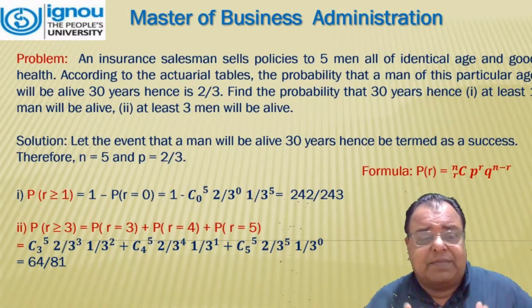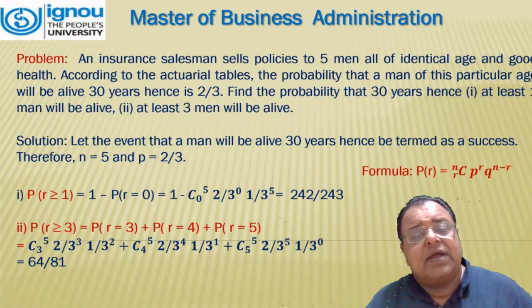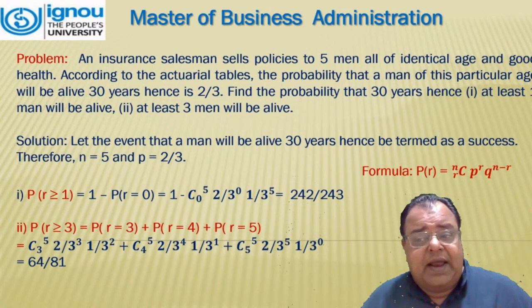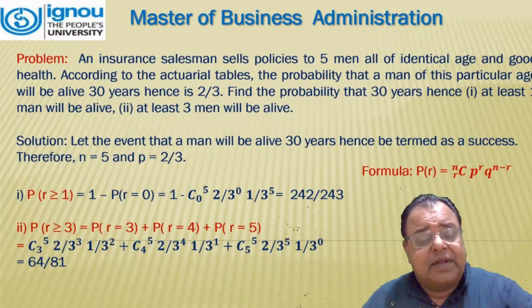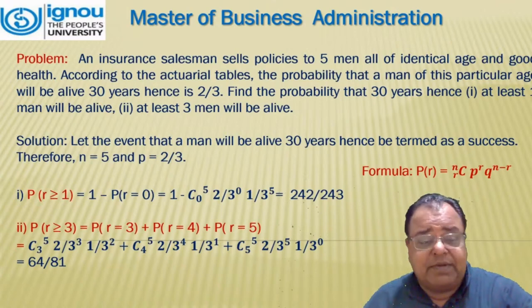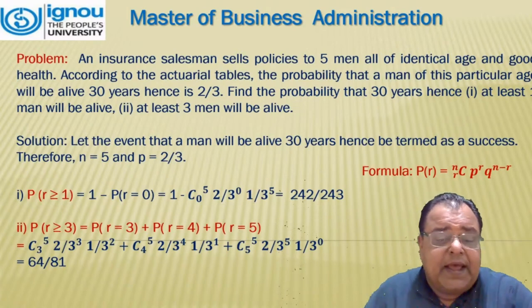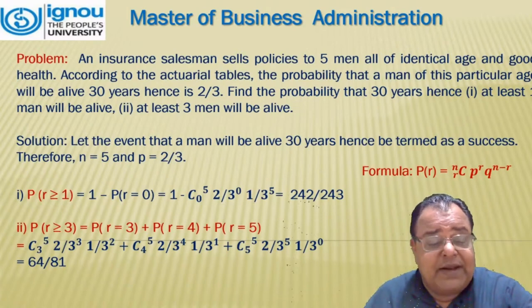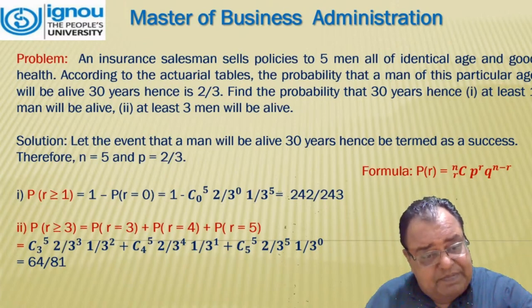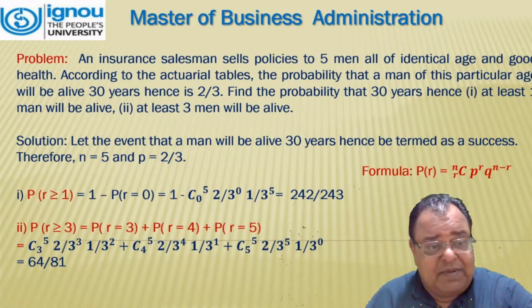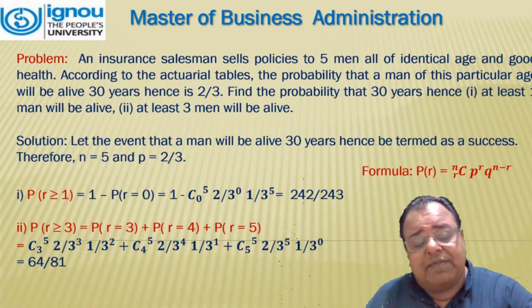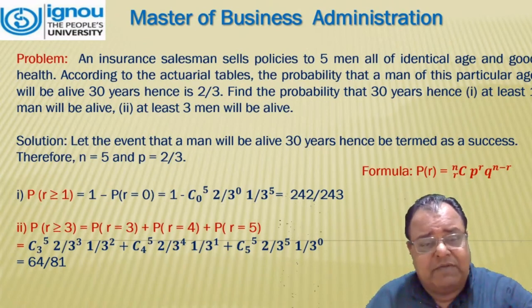After writing the information, then only can we decide which method or which formula we are supposed to apply. Here, the event we are talking about is a man being alive 30 years hence, and this will be termed the probability of success. Here, you are talking about a sample size of 5 men, that means your n will be 5. Your p is 2 by 3, and your q will be 1 minus 2 by 3, which is 1 by 3. Now, we have to find the probability that at least one will be alive.